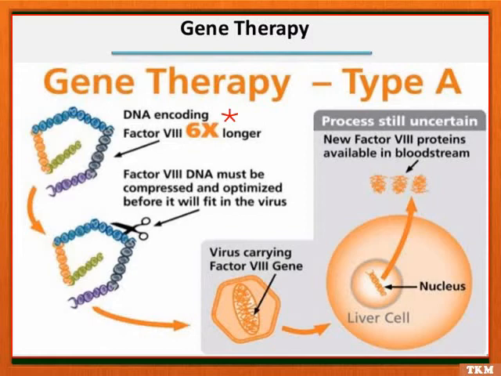So with the help of a diagram, let's understand the gene therapy for type A. This is the DNA encoding for factor 8. Factor 8 DNA must be compressed because it is very long, and optimized before it will fit inside the virus. Then it is transduced with the virus. It is then transfected into the nucleus, wherein the new factor 8 proteins are produced, and they enter the bloodstream and start blood clotting.